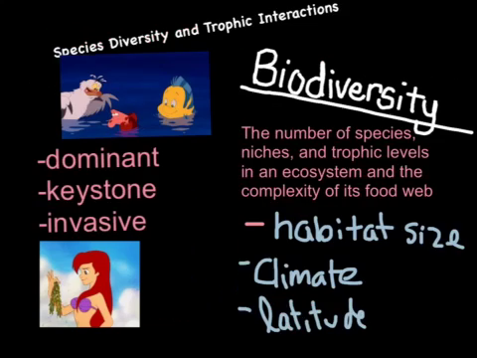Biodiversity is the number of species, niches, and trophic levels in an ecosystem and the complexity of its food web, which is basically a good thing. It can be determined by its habitat size, climate, and latitude. And as for species diversity, there can be dominant species, keystone species, which play a vital role in an ecosystem, and invasive species, which are species that don't belong in a certain ecosystem and are introduced by humans.